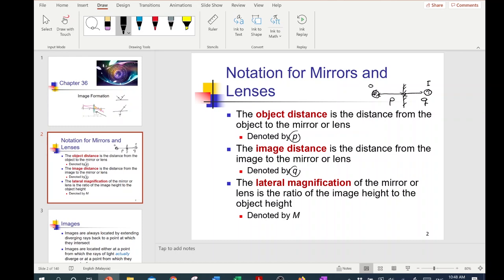And when we analyze the magnification, for lenses as well as mirrors, we're going to use the notation M. So that is the magnification.